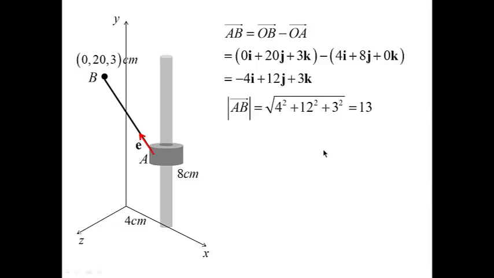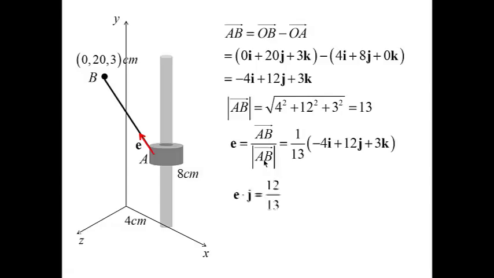Now we find the magnitude of AB by simply taking squares of the projections and adding them together, and we obtain that the length of AB, which is also the length of the cable, is equal to 13 centimeters. Now we take the vector AB, divide by its magnitude, and as a result we obtain the unit vector E. The dot product E dot J simply takes the y projection of the vector E, and it is 12 over 13. And now we can go back and calculate T and obtain 1.3 newtons.